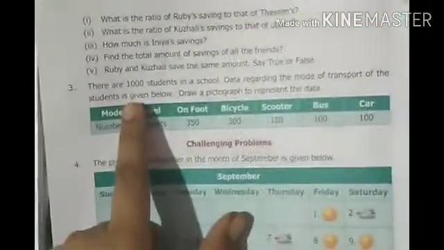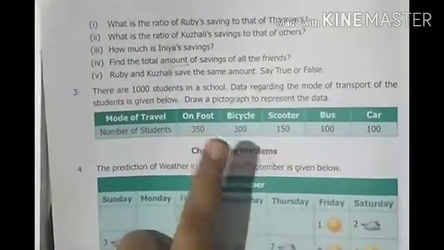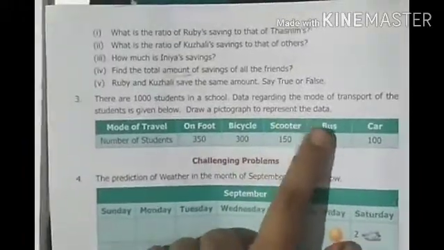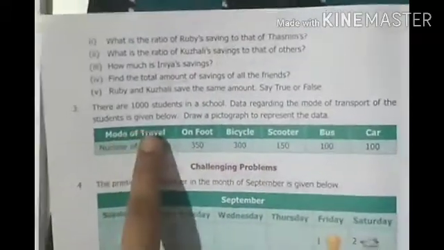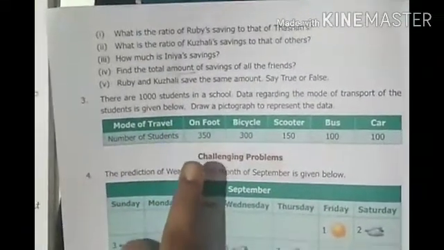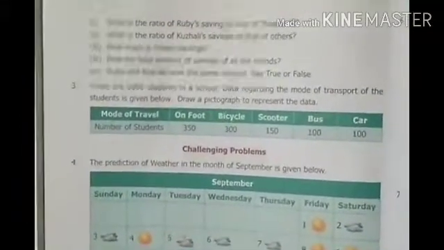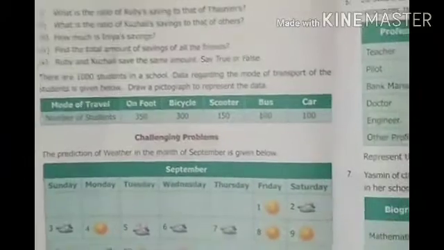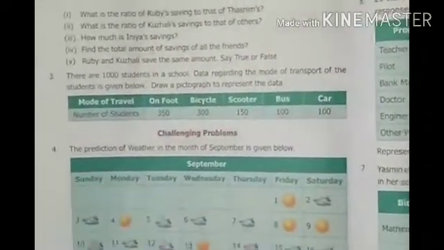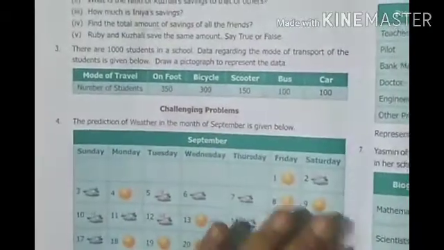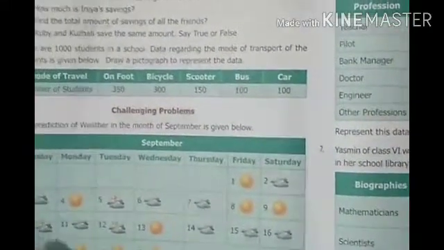What is the third question? There are 1000 students in a school. So a school contains 1000 students. Data regarding the mode of transport of the students is given below. We too know that. In our biodata, our teachers write the mode of transport of us, right? Same like that is given in this question. So draw a pictograph to represent the data. We need to represent the data with the help of the pictograph.